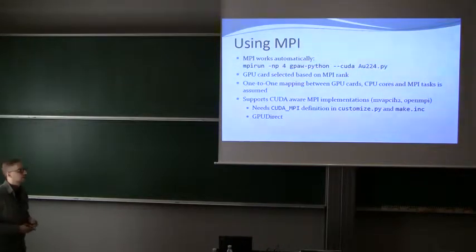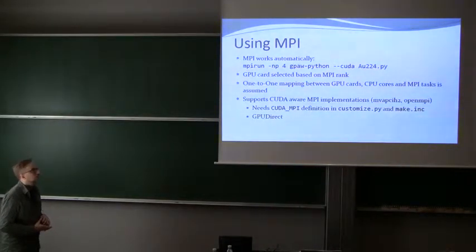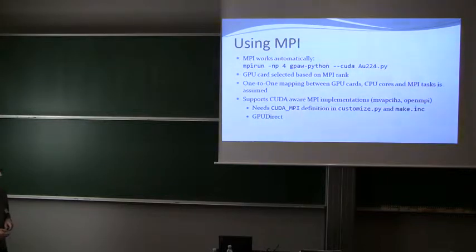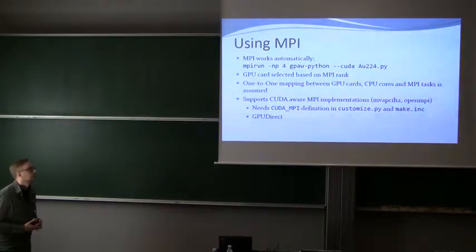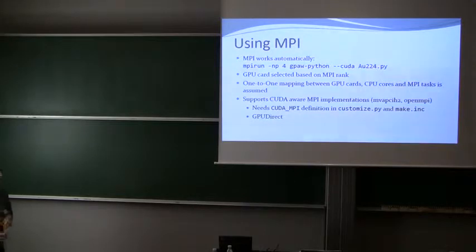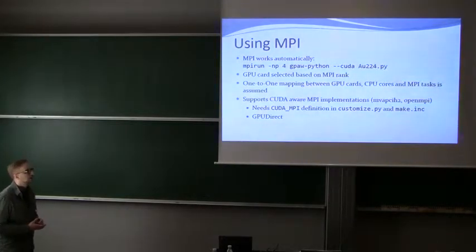And in the GPU version, the MPI code should work pretty much the same as in the CPU version of the code. So if you are using, for example, 4 GPUs, you just run normally with mpirun -np 4 and then use gpaw-python and the command line argument --cuda. The GPU card is selected on the basis of the MPI rank, and the code assumes a one-to-one mapping between the MPI task and the GPU cards. So if you are using 10 MPI tasks, you have to have 10 GPU cards.